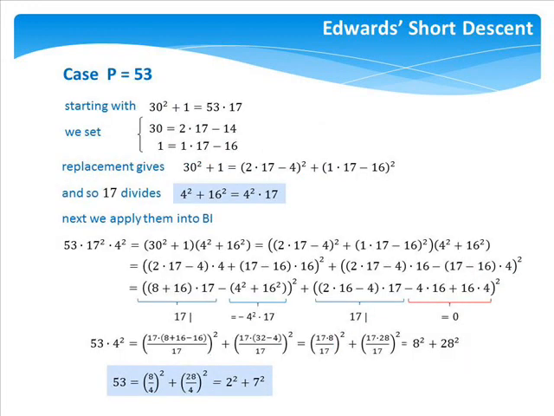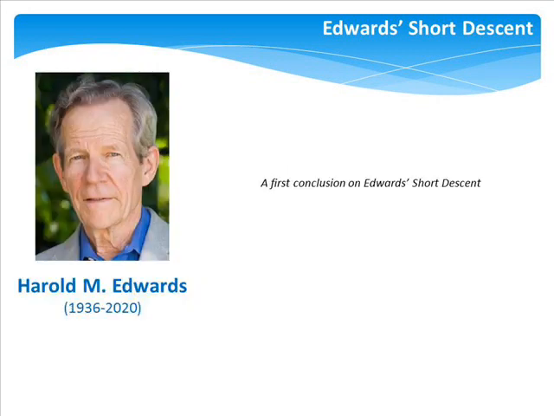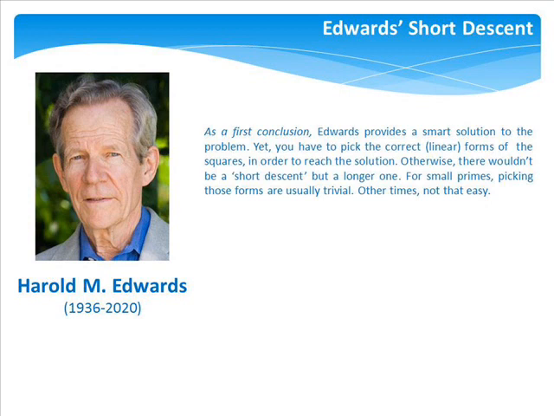So let's see how this applies to prime 53, the same case seen before. This example pretty much explains itself. So press pause and check it out. As a first conclusion, Edwards provides a smart solution to the problem. Yet, you have to pick the appropriate linear forms of the squares to effectively arrive at the solution. Otherwise, there wouldn't be a short descent but a longer one. For small primes, picking those forms is usually trivial. Other times, not that easy.